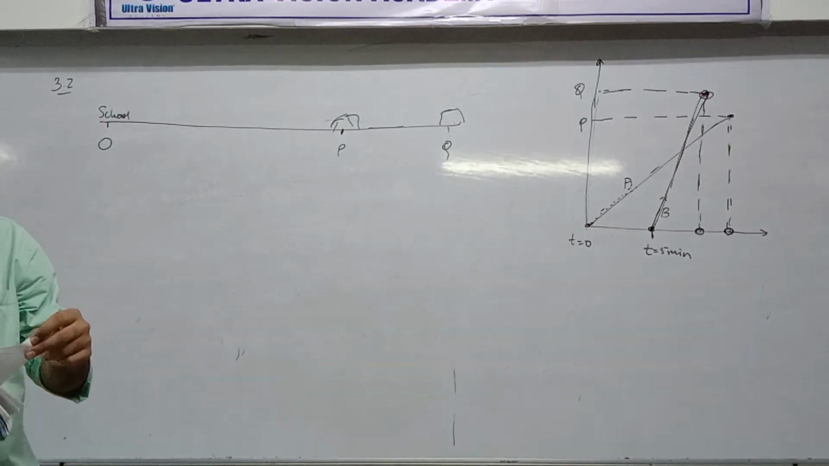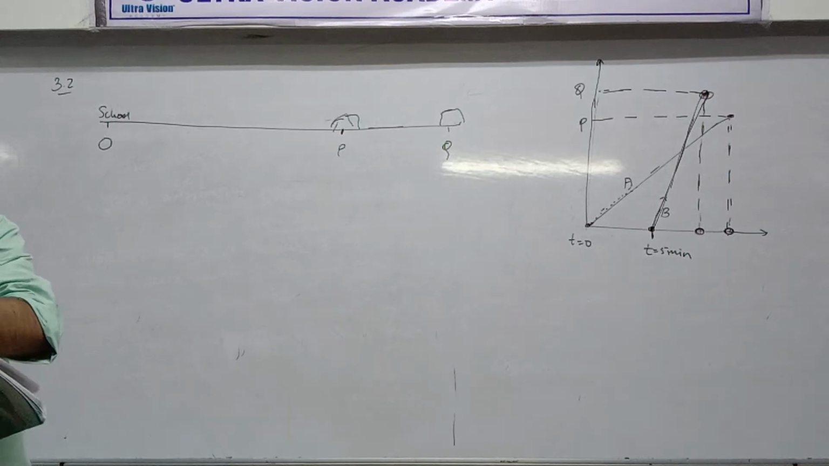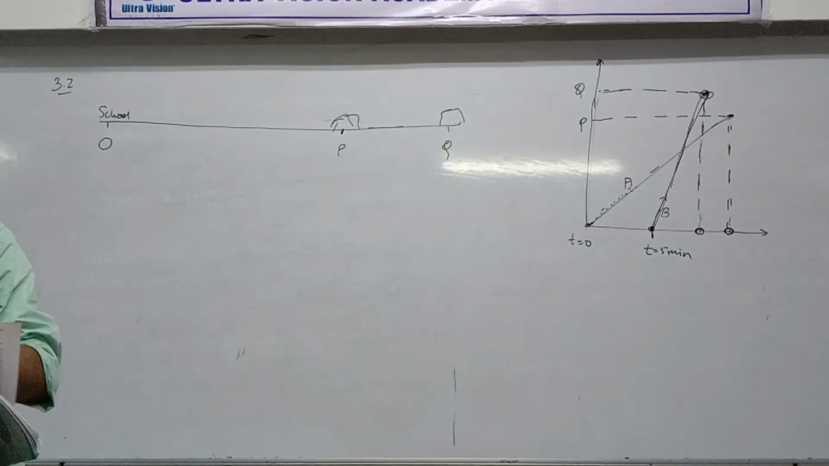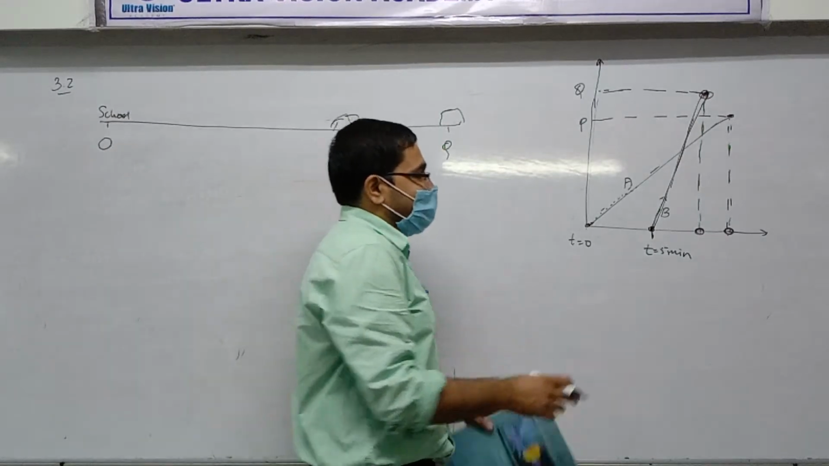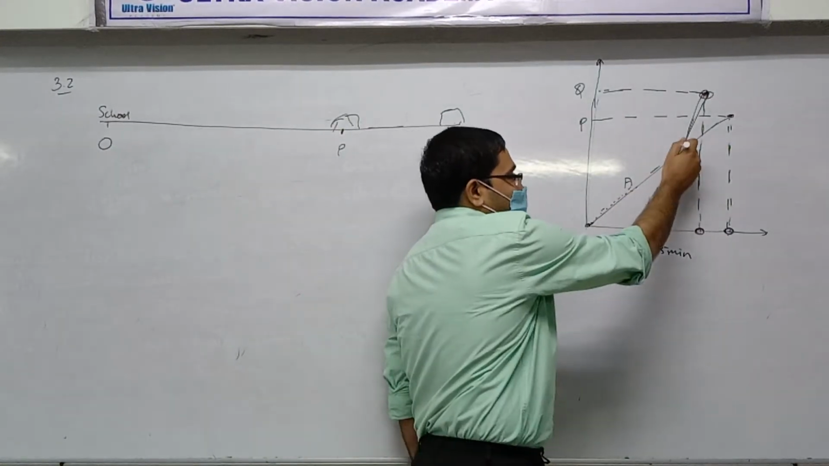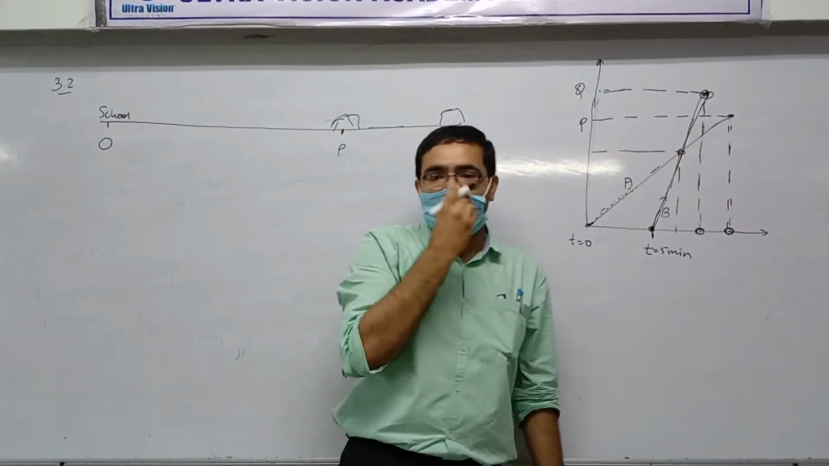Now, what next? Does B overtake A on the road once or twice? B overtakes A once. B will overtake A once over here at this point. Clear or not?